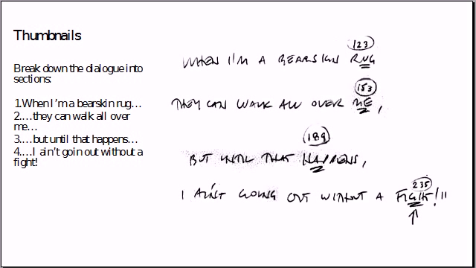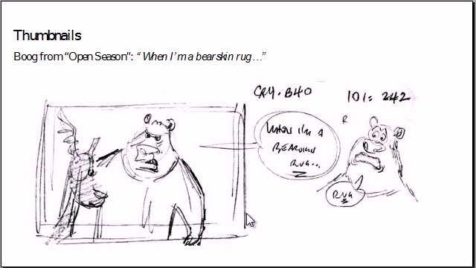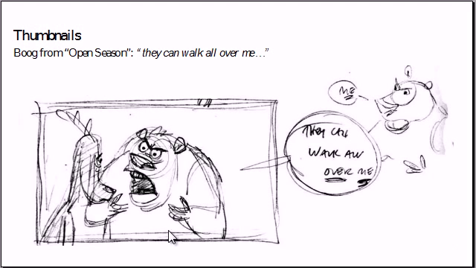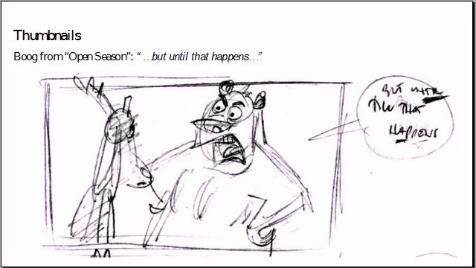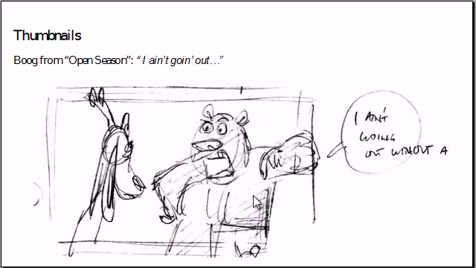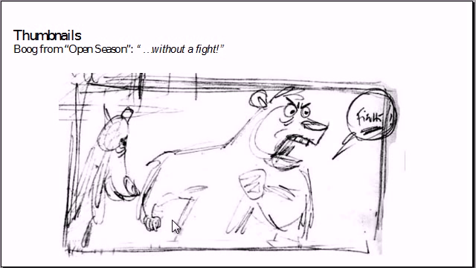Then the next thing to do is to start doing thumbnails for him. "When I'm a bearskin rug, they can walk all over me." And he leans forward in towards Elliot. "But until that happens," and he's kind of leaning back now, "I ain't going out without a fight." And there he does this sort of big gesture with his fist.